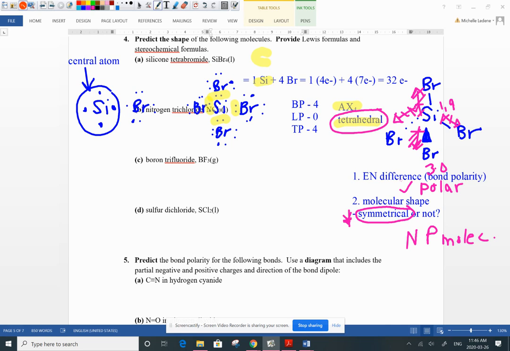All right, your job is to draw these molecules out. Look at the bond polarity. Is there a polar bond or not? Look at those electronegativity differences. Then, is it symmetrical or not? And decide: if it's symmetrical, then it is a non-polar molecule. If it is not symmetrical, it is polar, just like water was.